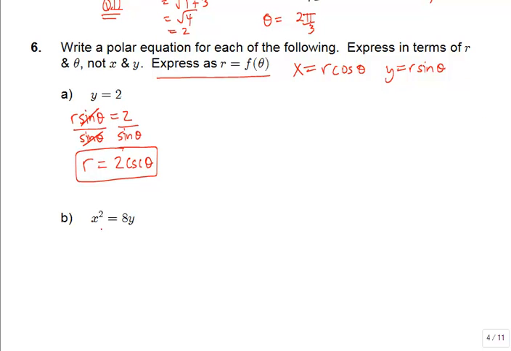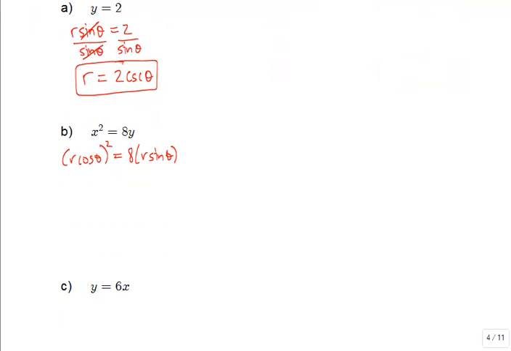Let's try it again. So this time we have x squared equals 8y. So the first thing I'm going to do is replace this x with what it's equivalent to, which is r cosine theta. And I want that x squared, so I need to square all of that. Then I'm going to replace this y with what it's equal to, which is r sine theta. And now I need to try and manipulate this a little bit. So first let me go ahead and square my r and square my cosine. And I'm going to get rid of the parentheses on the right-hand side.